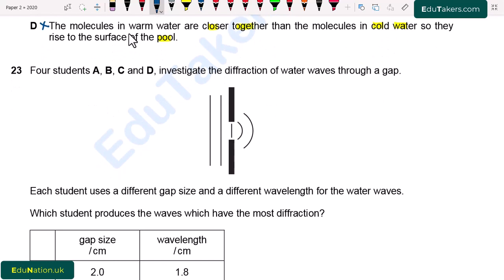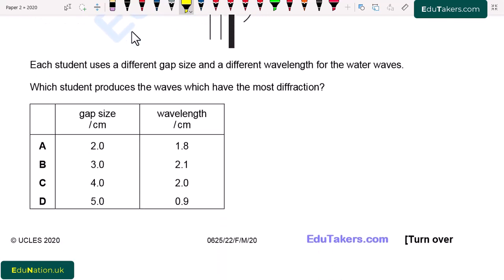Question number 23. Four students A, B, C and D investigate the diffraction of the water waves through a gap. Each student uses a different gap size and a different wavelength for the water waves. Which student produces the waves which have more diffraction?